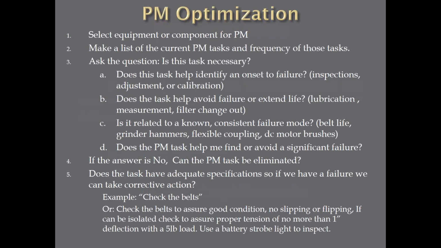Is the task necessary? Does the task help identify onset to failure? Is it an inspection? Is it an adjustment or calibration? Does the task help avoid failure, extend life? Is it a lubrication task, a measurement, a filter change out? Here's a question here. Is it related to a known consistent failure mode? Belt life would be an example. Grinder hammers. Flexible couplings have a known life based on temperature and operating conditions. Alignment's a key one there. DC motor brushes. Those all have known failure lives. We can change them out before they fail.